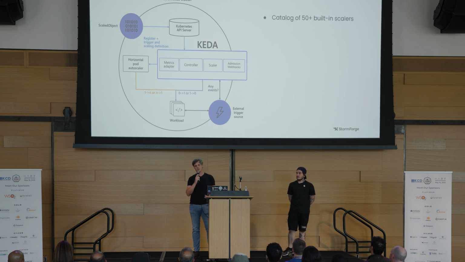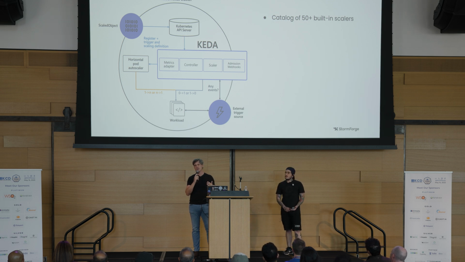And it comes with a whole bunch of pre-built scalers. So at StormForge, we have a machine learning task queue. We scale on the depth of that task queue. When there's lots of jobs to be done, we scale up. When there's not, we scale down. We do all that with KEDA pre-built scalers. So integrations with common tools like RabbitMQ, cloud provider specific ones like SQS from AWS.